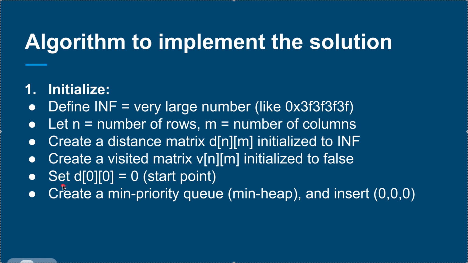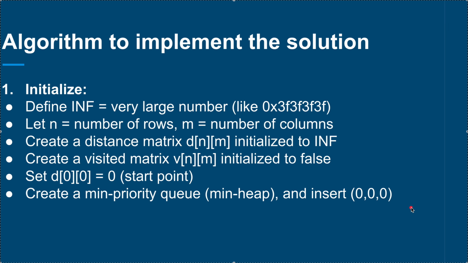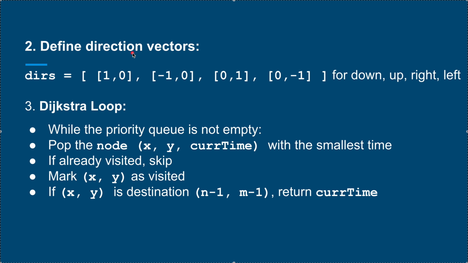Then we will set d[0][0] to 0, because we are going to start from this point. So (0, 0) is the origin from where we are going to start. We'll create a min priority queue. Let's suppose we'll call it min heap, and we'll insert (0, 0, 0), right? Because x, y is the coordinate and this is the time taken. After that, we will define the directions in step 2.